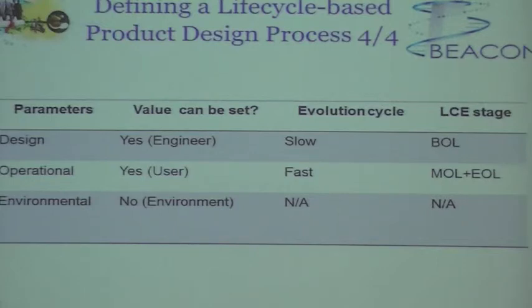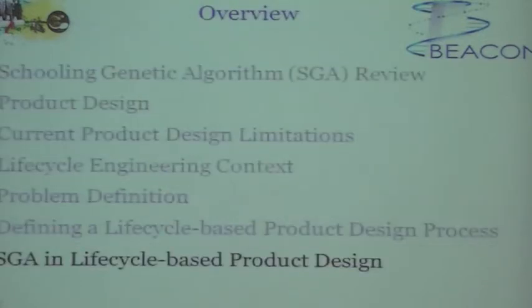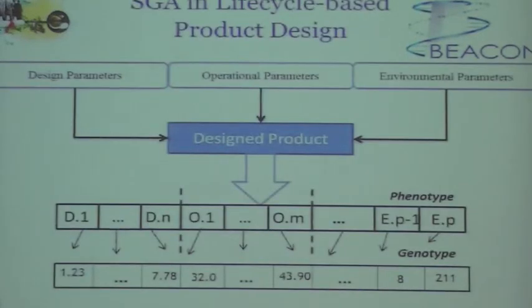And finally, the environmental parameter, the one over which the value cannot be set, ideally. It has no evolution cycle or life cycle engineering stage. So how do we combine all those product design parameters and the genetic algorithm? Just going to the gist, this is how we get together: we have the design parameter, the operational parameter, and the environmental parameter that get into the design product.